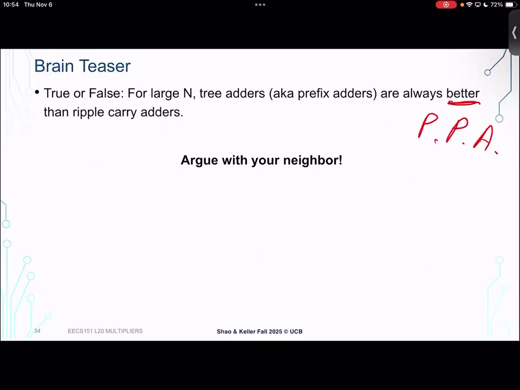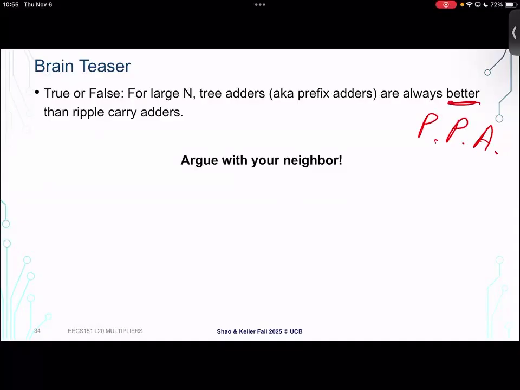Yeah, right. So that's the crux of it, right? So far we've talked about performance only. I think from a performance standpoint, it would be pretty safe to argue that tree adders are always going to be better than ripple carry adders for large N. They will always be faster. You'd have to do a spectacularly bad design in order for that not to be true.